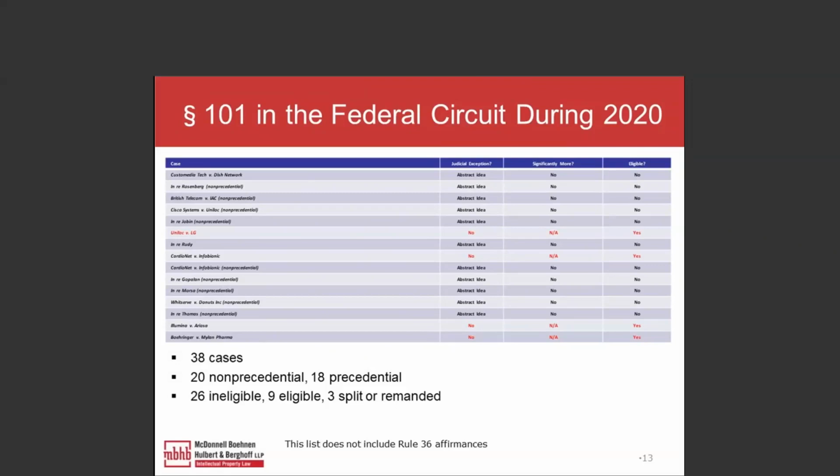and they're finding those methods non-patentable. Of all of the decisions, 26 were found claims ineligible, 9 found claims eligible, and 3 were split or remanded. That rate of about 1/4 of all cases in the Federal Circuit, claims being found eligible under 101, has been holding steady for the last few years. So not that much different in terms of eligibility rate, just more cases last year.